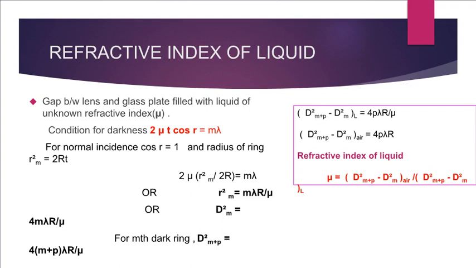Experimentally, we will do the entire procedure with an air film, take readings and find D(m plus p) square minus Dm square for air. And then repeat the same procedure with a liquid of unknown refractive index between the lens and glass plate. Take readings and find the difference between the squares of diameters of the same dark fringes. The ratio of the differences gives the refractive index.